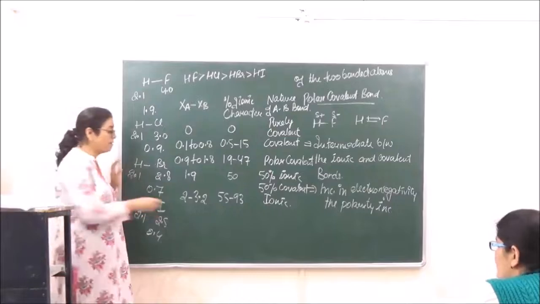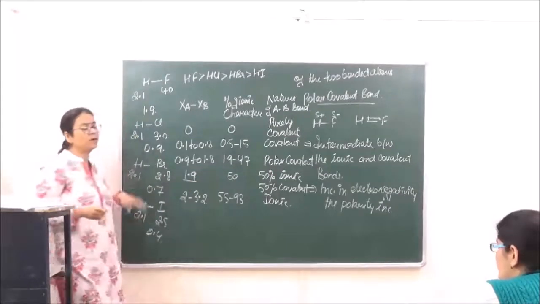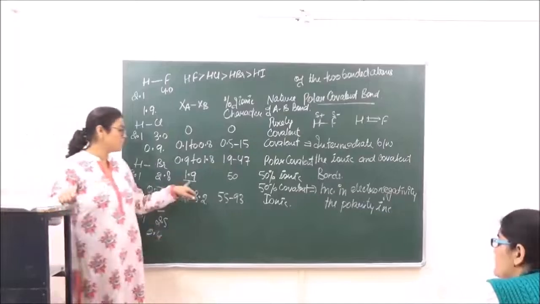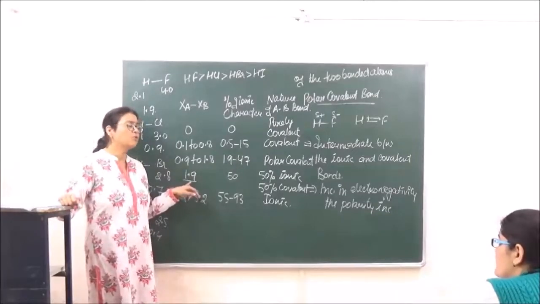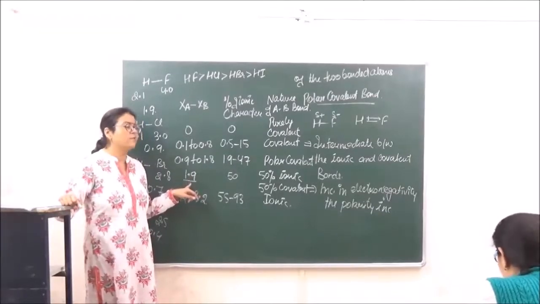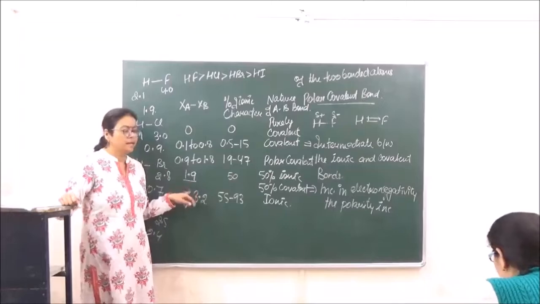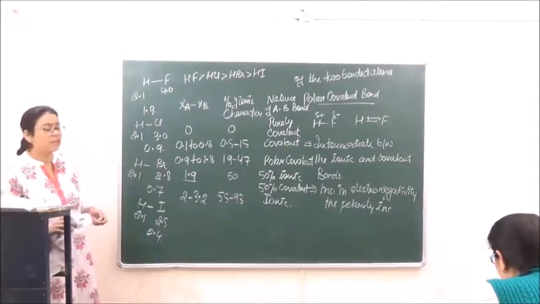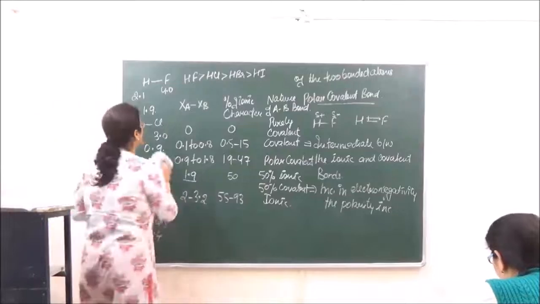Okay? So this one figure which you have to remember over here, that is 1.9. In certain books, 1.7 is also given. So you can also talk of 1.7 over here. Okay? Clear ho gaya? Then next we go on to the calculation of percentage of ionic character.